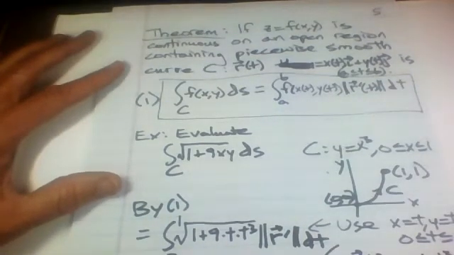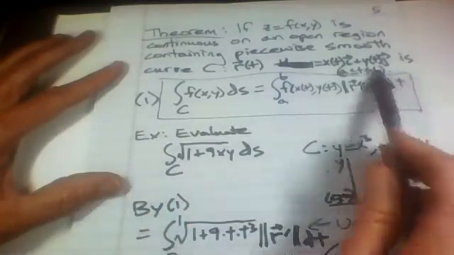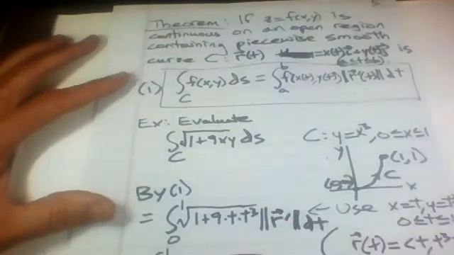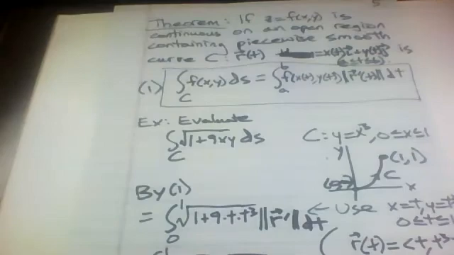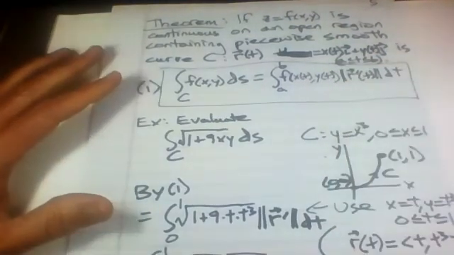Right? So this is the notation for the line integral, and it means the limit of that sum. This is how we're going to evaluate it the rest of the semester.